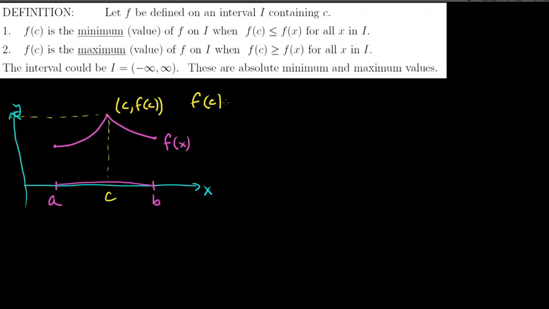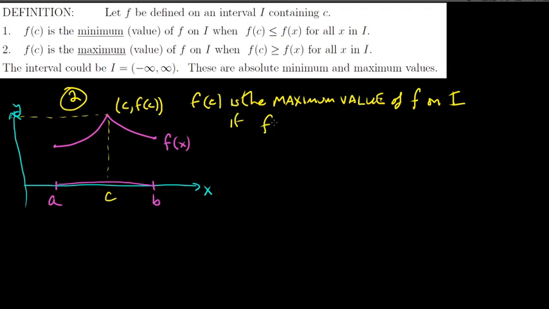So f of c then would be the minimum. Oh, I'm sorry. This is for number 2. We'll come back to number 1. Yeah, f of c is the maximum value. I'm just copying down what I have up there, of the function f. So the function f on the interval I if f of c is bigger than or equal to f of x for all x on that interval.